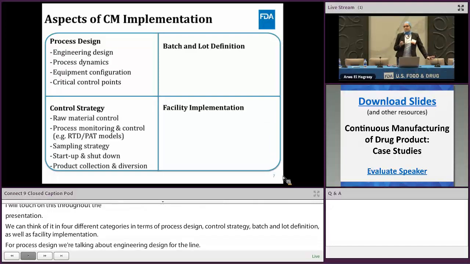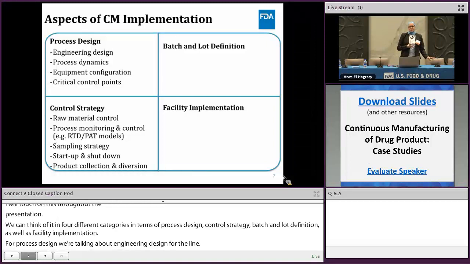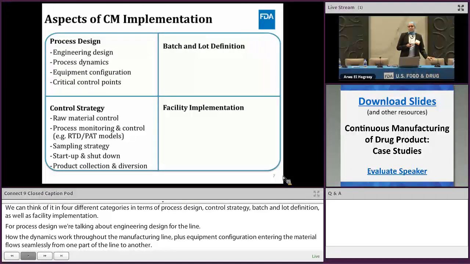Control strategy considerations would encompass everything starting from raw materials going on to process parameters and in-process controls, and also what happens during startup and shutdown of the process, and when your product is in a state of control that you're able to collect good quality product.